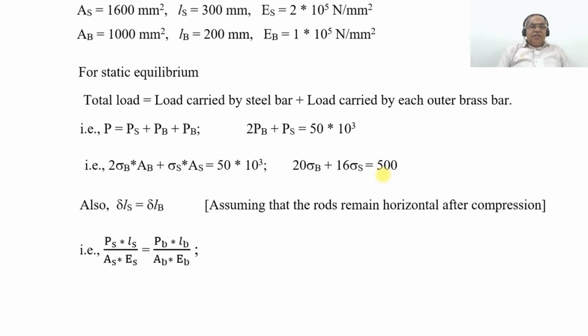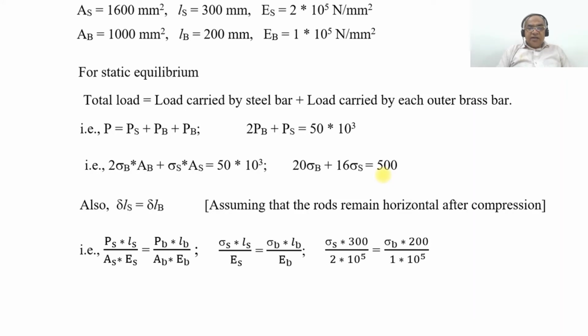So what is delta LS? Delta LS is PS into LS by AS into ES, which will be equal to PB into LB by AB into EB. So PS by AS becomes sigma S, giving sigma S into LS by ES equal to sigma B into LB by EB. Substituting the values, sigma S into 300 by 2 into 10 to the power of 5 will be equal to sigma B into 200 by 1 into 10 to the power of 5.